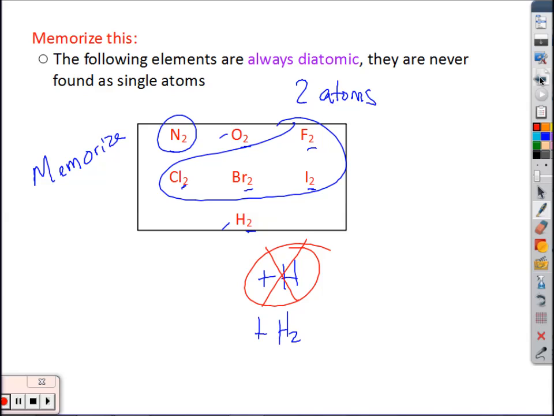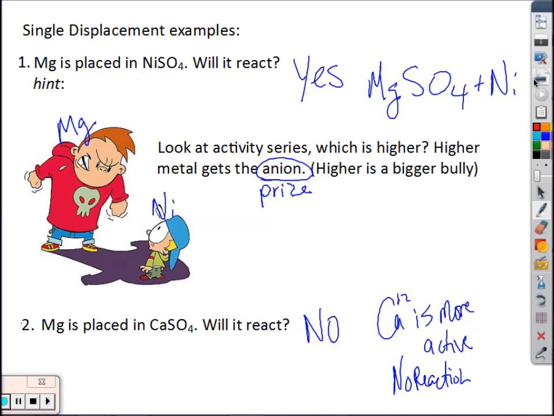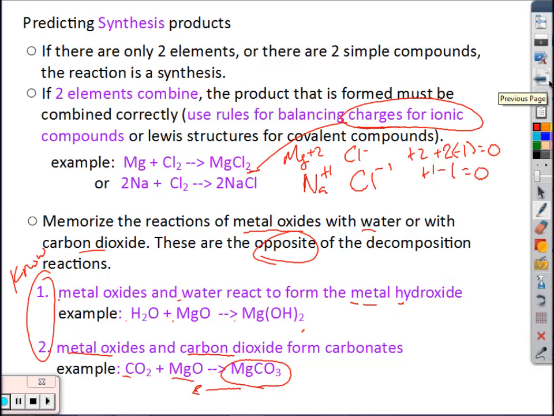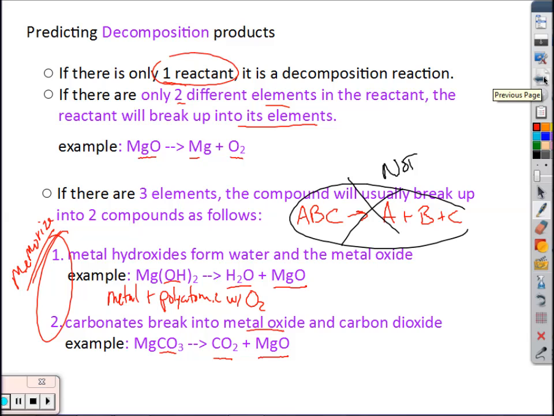Again, there were 3 things I told you to memorize. One is to memorize those polyatomics. The other thing you need to memorize is these. And it's just the opposite of the decomposition. So you can remember those either way. That's if you count that as one thing or 2 things to memorize. You have to know them either way. So make sure you have those written down. Go through the video again if you need to. And be ready to practice doing some of these in class.